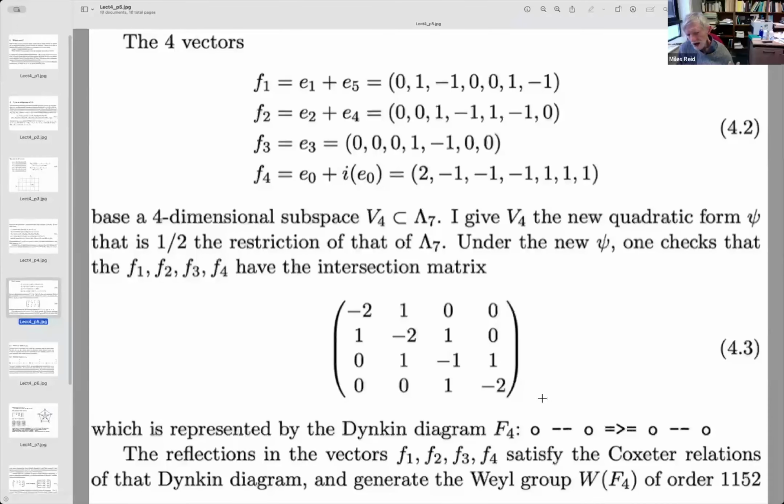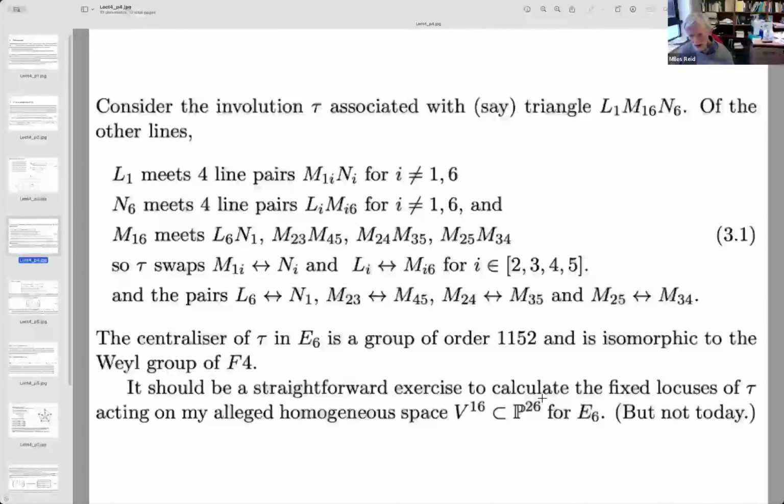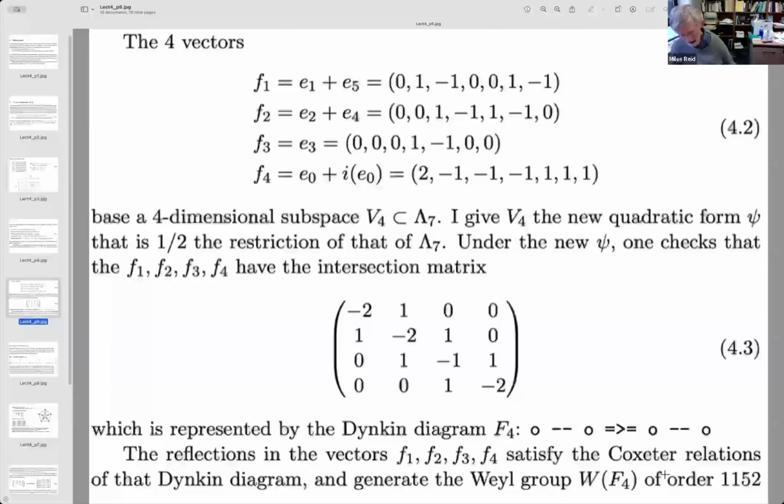In principle, it's a straightforward exercise to calculate the fixed vectors and to calculate the subgroup of E6 which is invariant under this involution. So this is homework that I have not yet done. I've finished talking about this section 1.